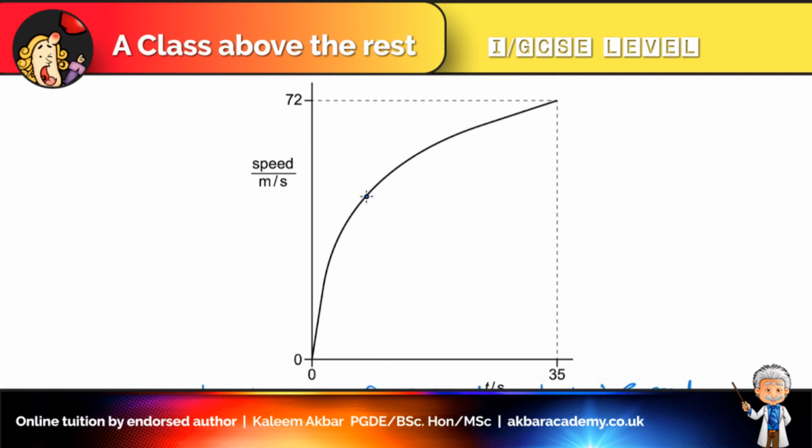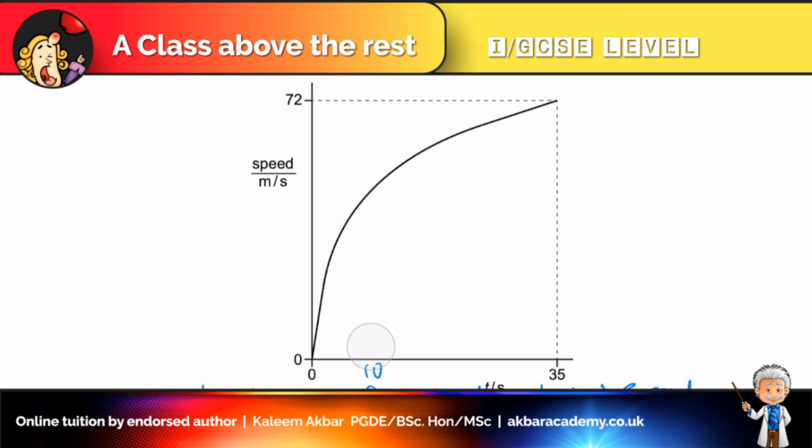Let's say I draw a point right here. We don't know the time, but let's say the time, I'm going to make it up, was 10 seconds. If they asked for the acceleration at 10 seconds, then yes, you would need to draw a tangent, but there's no need for the entire thing because they've said average acceleration.